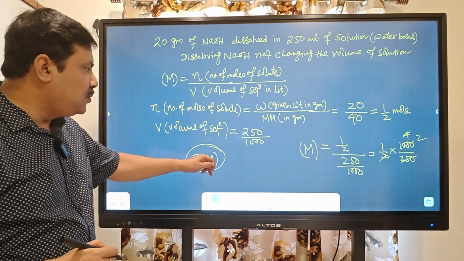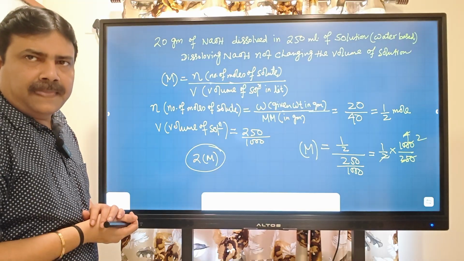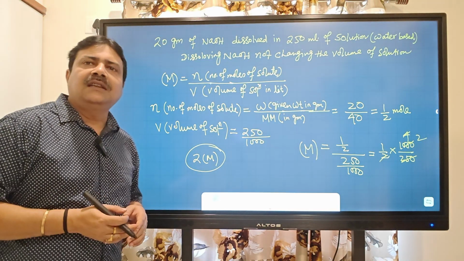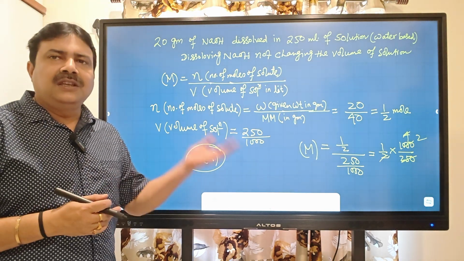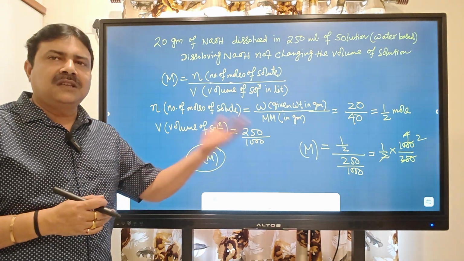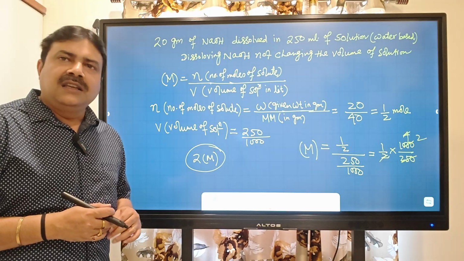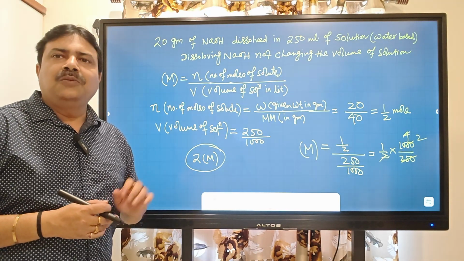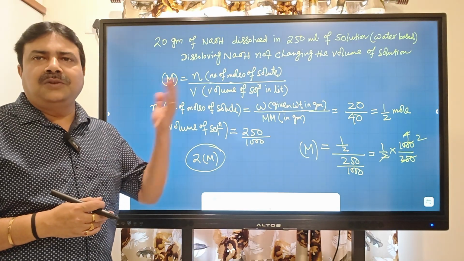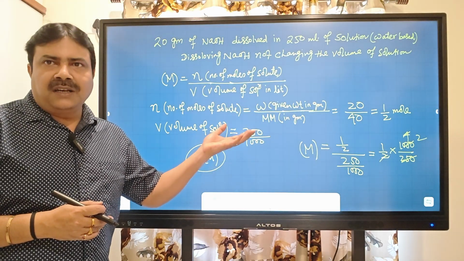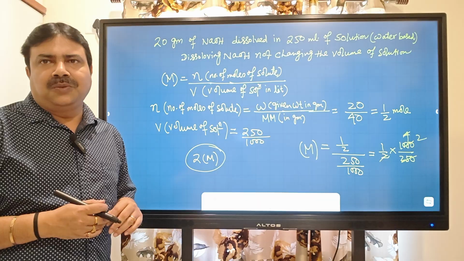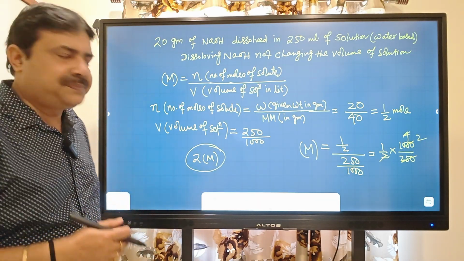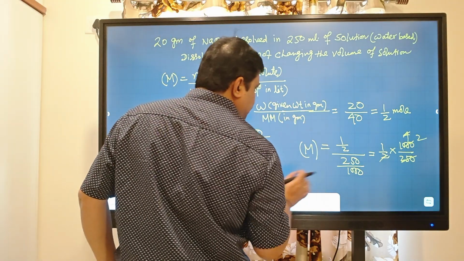How to write it down? 2 molar within brackets. Got the thing? Is it clear? Very simple. We just calculate the number of moles of solute by given weight divided by molar mass. The volume of the solution I converted into liters, ml divided by 1000. Then number of moles of solute by volume of the solution in liters, with moles in the numerator and volume in the denominator. Then you will get that value. Is it clear or not? Okay, let us look at the next problem.